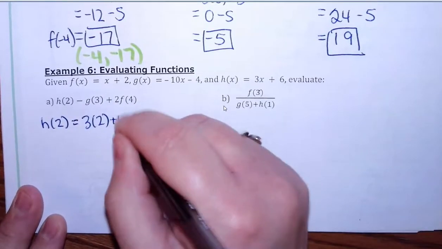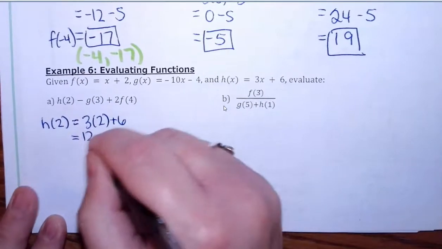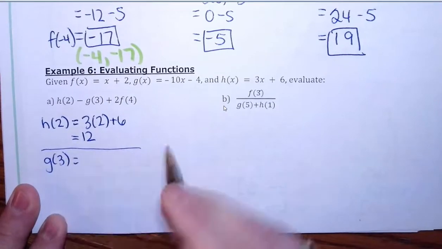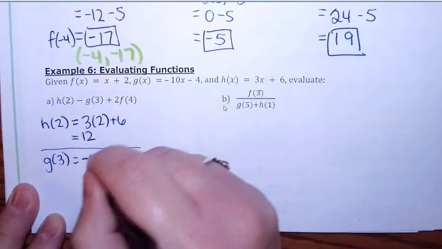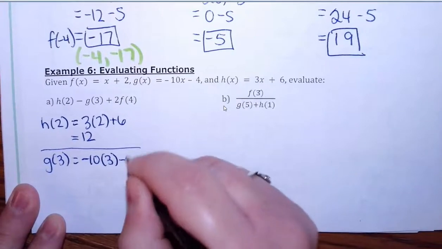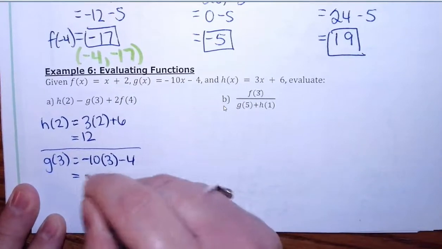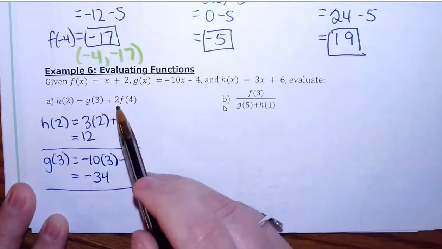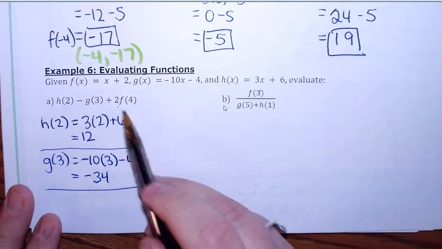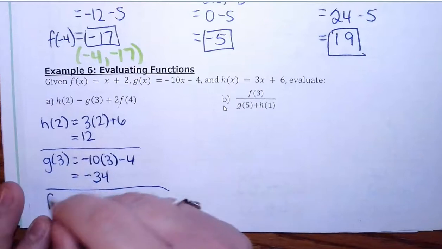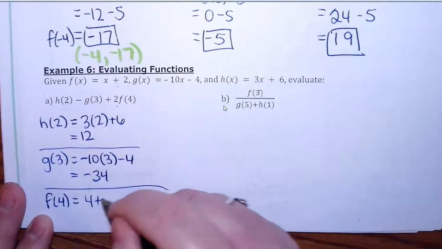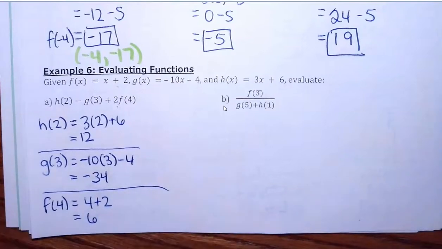So h of 2, this is going to be 6 plus 6, which is 12. I need to do g of 3. So the g function's in the middle there, negative 10. We're going to plug in 3 there. So this is going to be negative 34. And there's a 2 in front here. Let me show you how to deal with that in a second. But what I need to figure out is what f of 4 is. So here's f of x. This is just going to be 4 plus 2. So this is 6. Then I'm going to back up and plug these lovely numbers in.